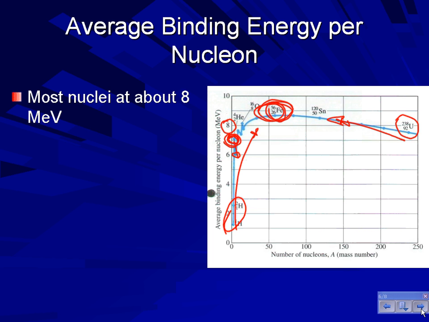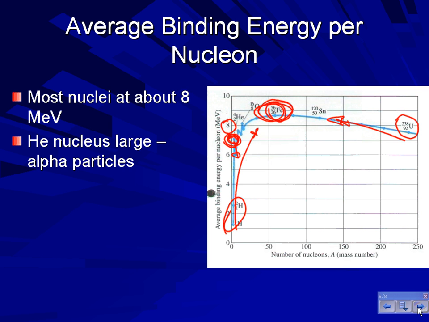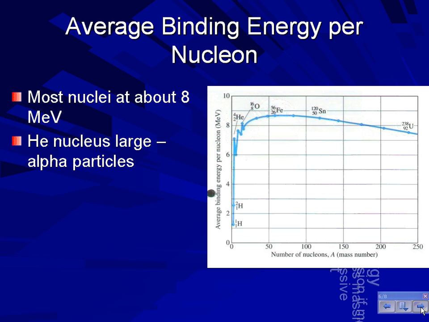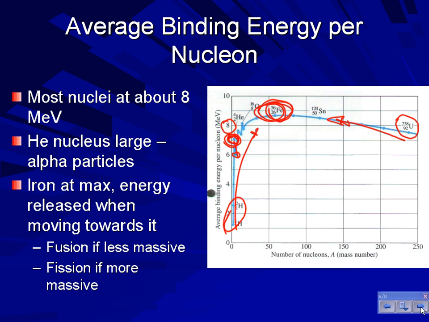So most nuclei are about 8 mega electron volts per nucleon of binding energy. The helium one is pretty large. I talked about that. That's why we have alpha particles. That's why an alpha particle is a helium nucleus, because it's relatively stable. And iron's at the max. Energy will be released when going either way. So if I have big nuclei that break down, they will release energy. If I have small nuclei that are globbing together, that will release energy. And that's the process of nuclear fission and nuclear fusion that we'll talk more about.